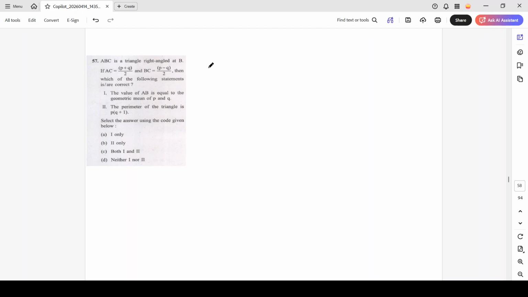ABC is a triangle, right angled at B. There is some triangle ABC, right angled at B, and AC is P plus Q by 2, and BC is P minus Q by 2.